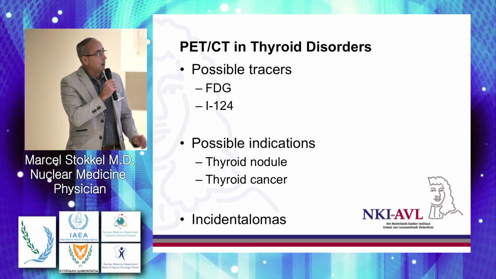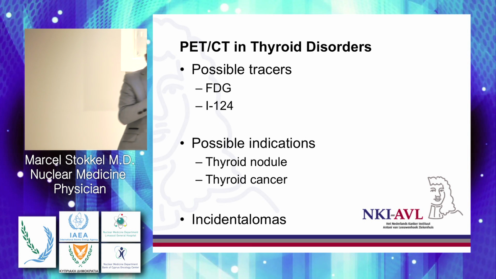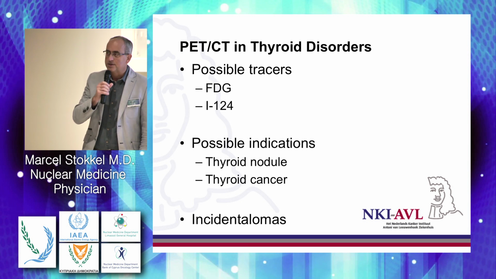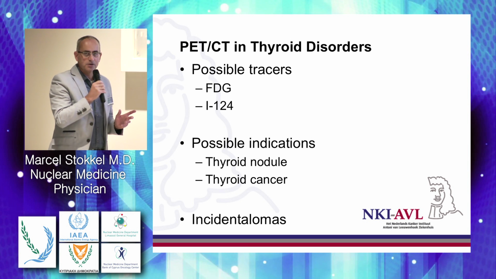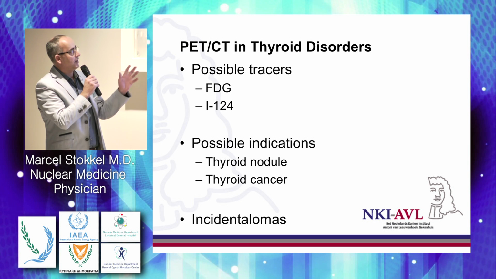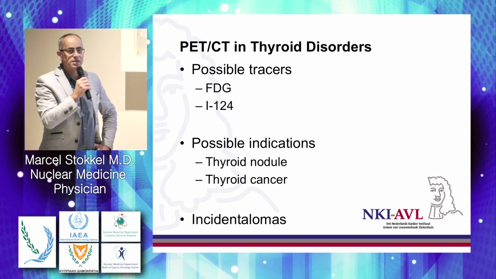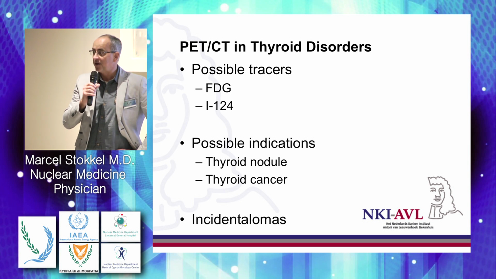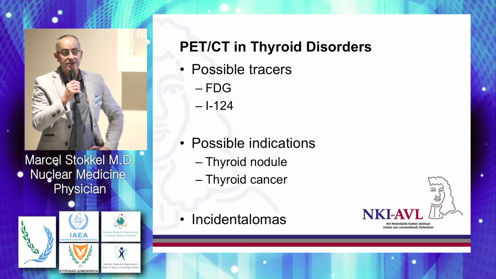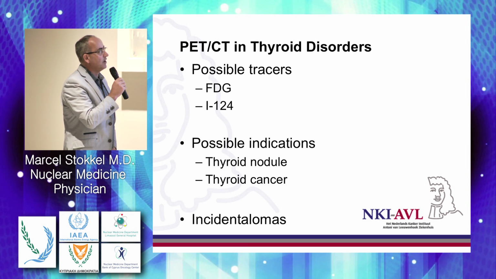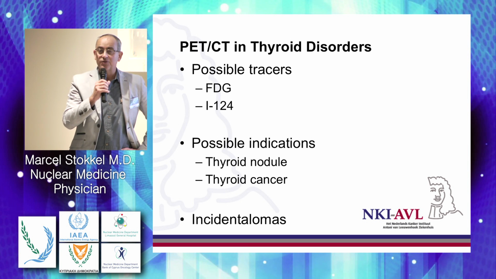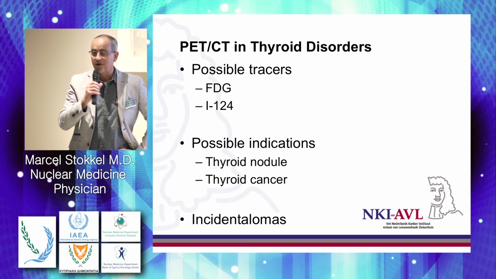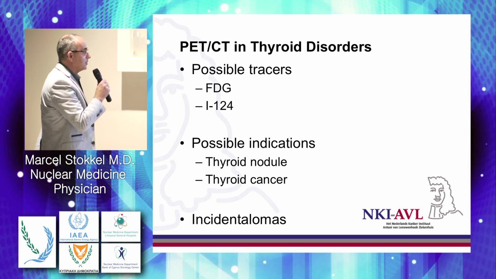Now, when we talk about PET-CT and thyroid disorders, it's good to realize that there are some aspects we have to discuss. One of the most important things at the beginning is the possible tracers currently available for thyroid imaging or thyroid cancer imaging. To my knowledge, FDG and iodine 124 are the only tracers described in the literature so far. What are the possible indications?